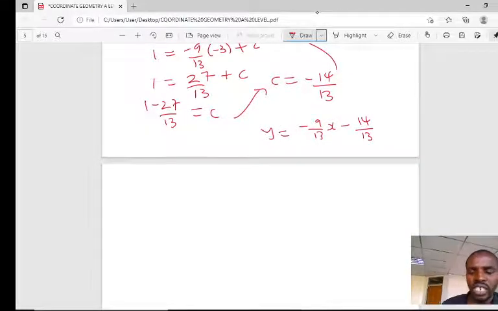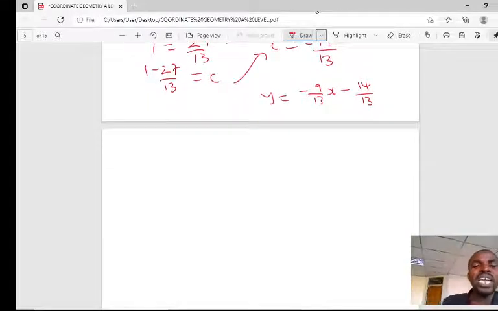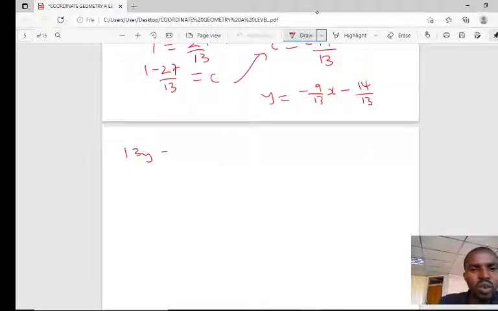So you have to remove the denominator. You multiply everything by the lowest common multiple of the denominators. In this case it is 13. So it will be 13y is equals to minus 9x minus 14.